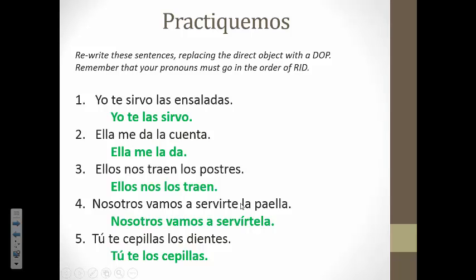4. We're going to serve the paella to you. We're going to serve it to you. Nosotros vamos a servírtela. Servírtela is going to have an accent here on the I.